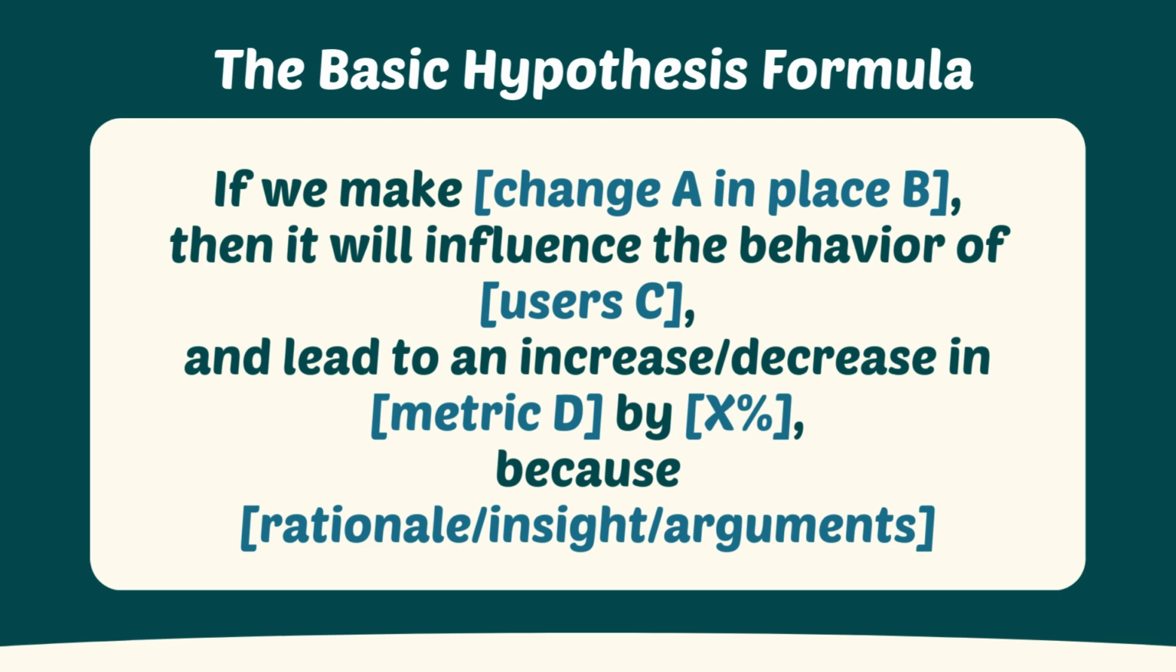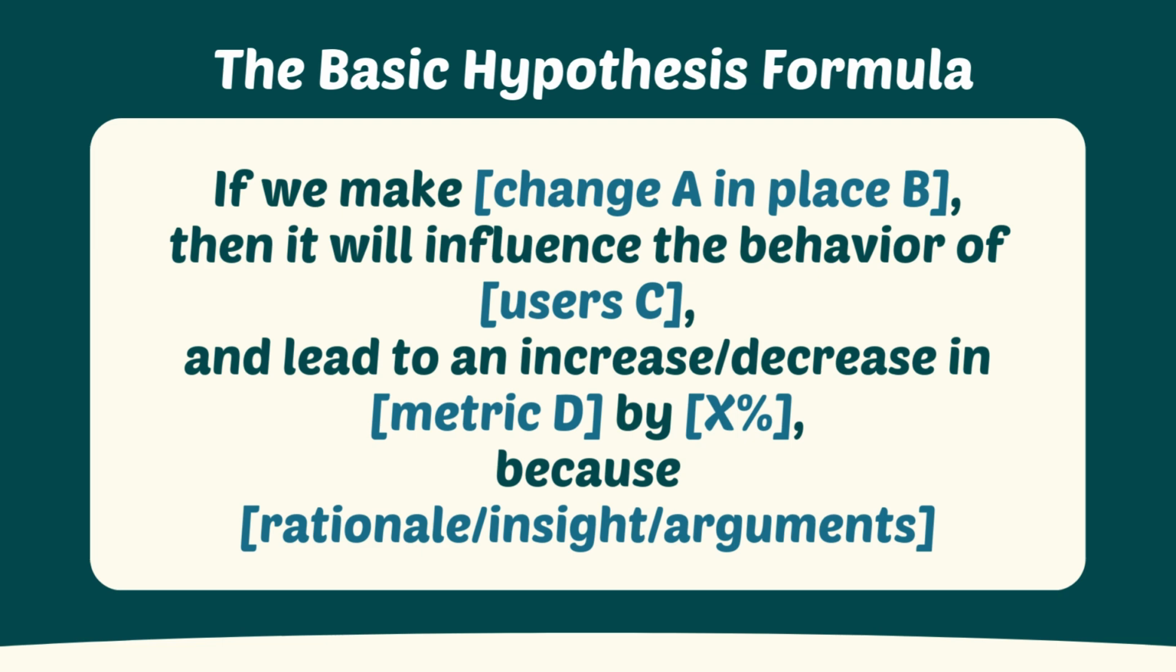The basic hypothesis formula. A clear, structured way to frame a data-driven product hypothesis is: if we make change A in place B, then it will influence the behavior of users C and lead to an increase/decrease in metric D by X% because of rationale/insight/arguments. This format keeps your hypothesis measurable, focused on user behavior, and tied to a specific outcome. Structuring hypotheses this way helps clarify what you're trying to impact and how you'll track it.